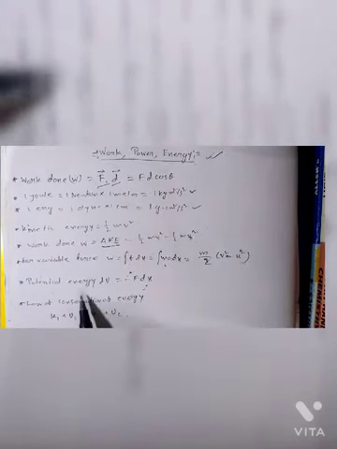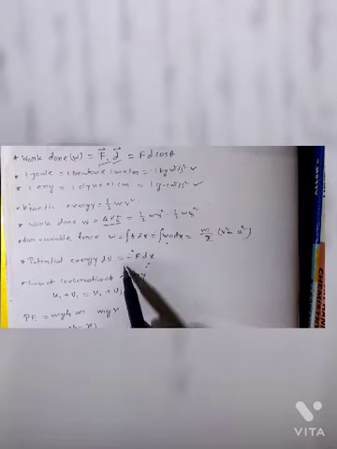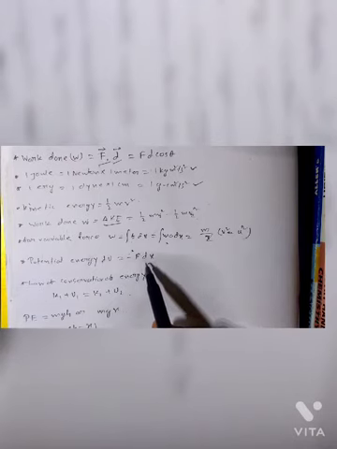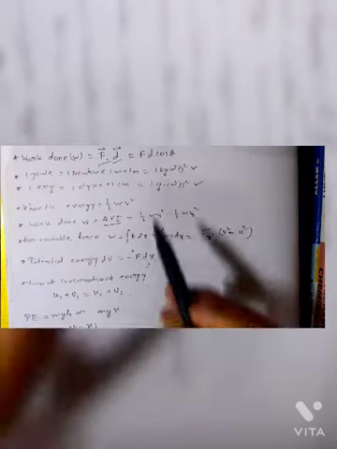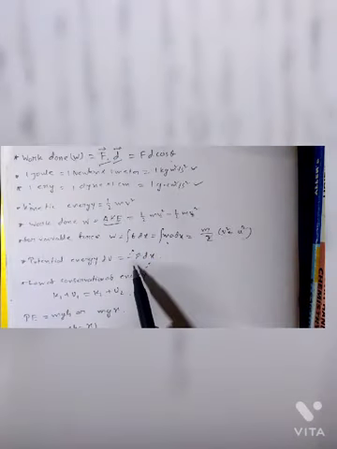Potential energy for any particle can be written as minus of F dx. Please note down: work done is F dot d and the potential energy is minus F dx.